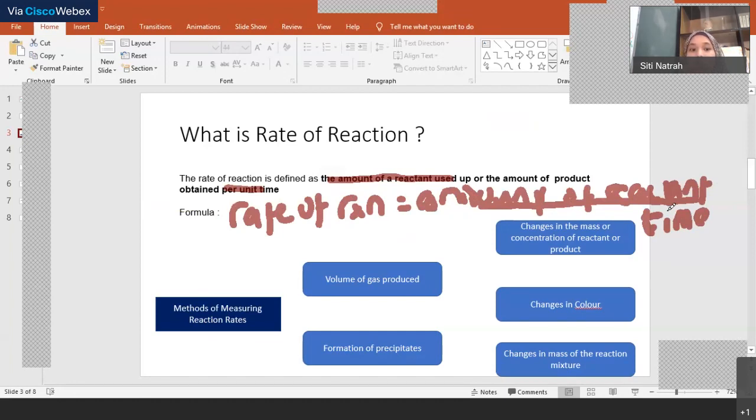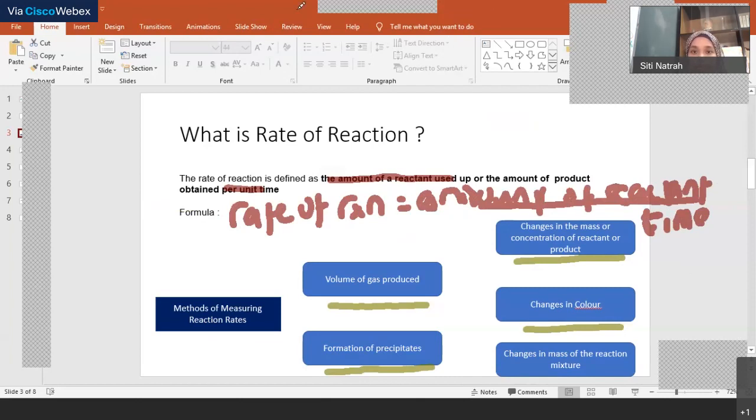So how we want to find the rate of reaction, method of measuring reaction rate. So we can have five steps. The first one, we can use volume of gas produced. The second one is formation of precipitate. Third one, changes in the mass or concentration of reactant or product. Fourth one is changes in color. And the last one is changes in mass of the reaction.